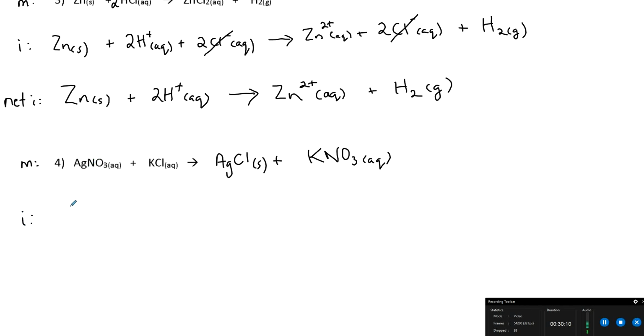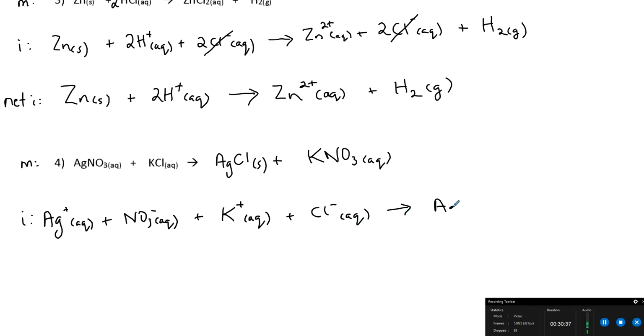So for my ionic, I'm going to break apart all my aqueous substances into their individual ions. Silver has a +1 charge. Nitrate, -1. Potassium, +1. Chloride, -1. On the other side, silver chloride is the precipitate. I don't break it apart. And I'm going to break up potassium and nitrate.